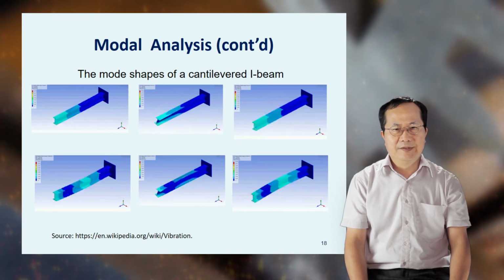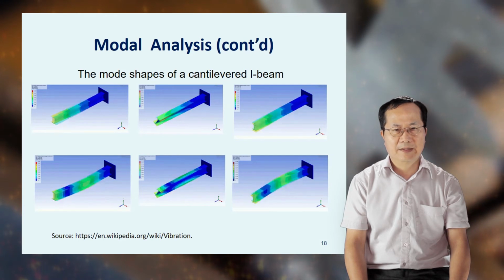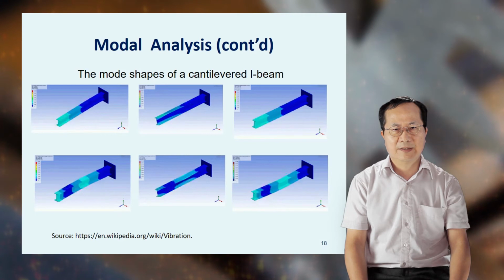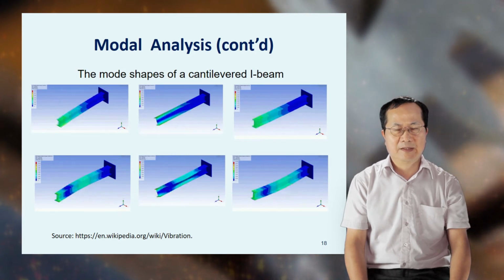There also exist other kinds of vibrational modes in which the beam gets compressed, stretched out in the height, width, and the length direction respectively.